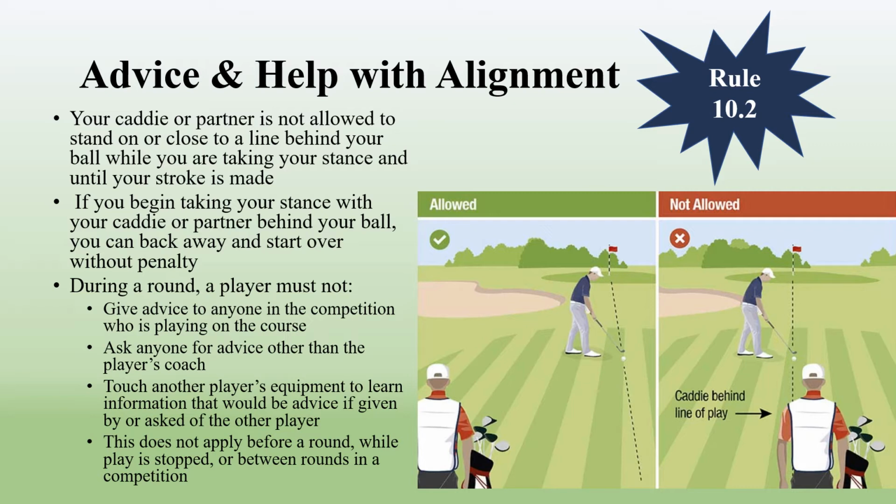During a round, a player must not give advice to anyone in the competition who is playing the course. They must not ask anyone for advice other than the player's coach. They must not touch another player's equipment to learn information that could be advice. This does not apply before a round or while play is stopped or between rounds of a competition. So this means your players must not signal each other which club they hit off the tee. They can't look into another player's bag and touch their equipment to find out what club they hit on a par 3. Just remember that you cannot stand behind your players as they're taking their stance during a round.